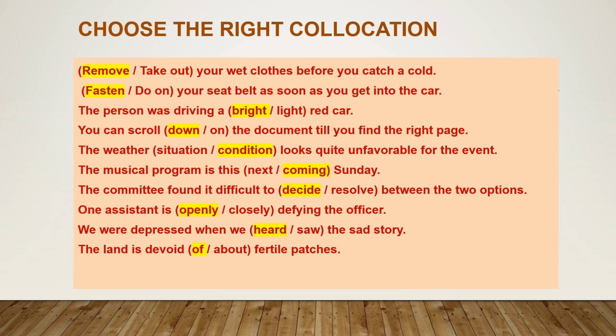The musical program is this coming Sunday, not "this next Sunday," but "this coming Sunday." If you remove the word "this," then you need not use "coming." You can say the musical program is next Sunday. That "next Sunday" is fine. But the moment "this" is used, then you say "this coming Sunday." See how you might be making these mistakes, and your collocation is where the mistake is. Now you can correct those mistakes.